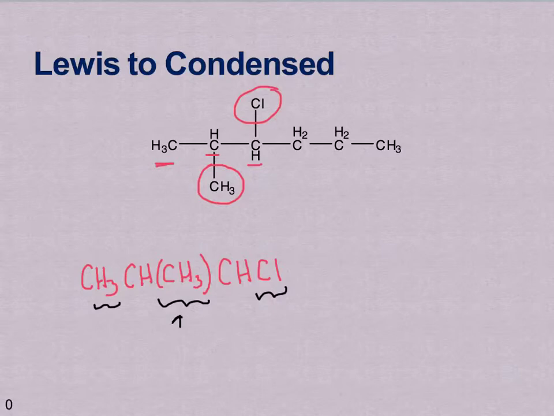So now I've got my CHCl. Now I can continue with the molecule. I have CH2, CH2, and CH3. And I simply read my molecule from left to right, putting in my side groups as I came along.